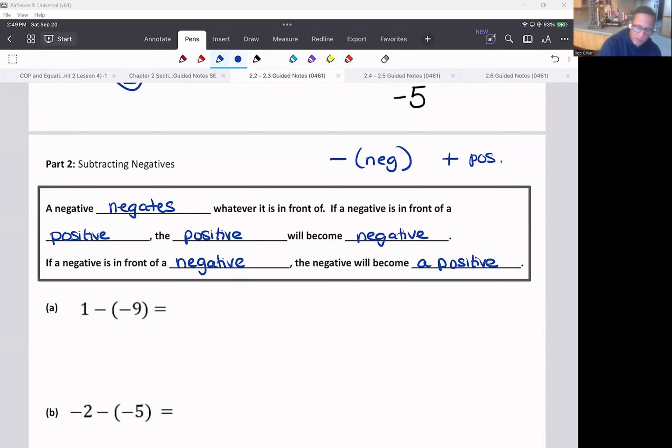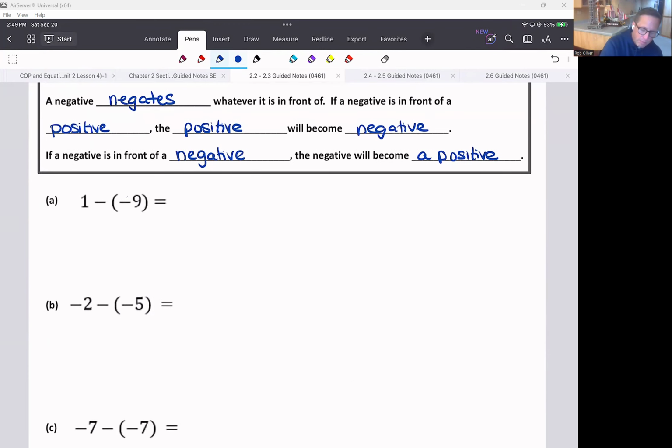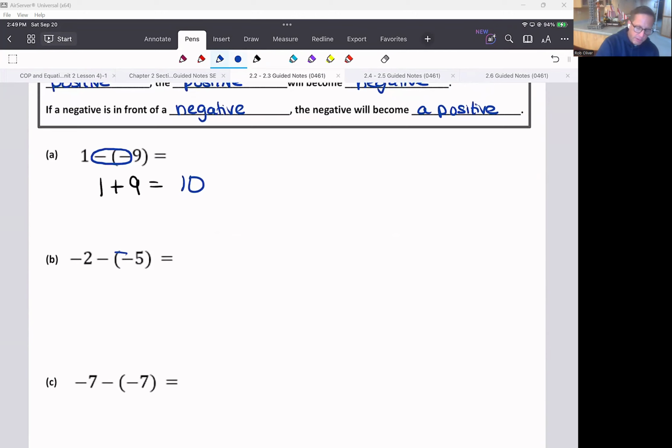That's how that works. Right here, this is a prime example. We have a minus a negative. When you take away a -9, that becomes +9. So that really is 1 plus 9, and 1 plus 9 is 10. Right here, these two negatives become a positive, so this is really -2 plus 5. Now this negative stayed negative. We didn't change that. These, however, did change to a positive because we took away a negative.